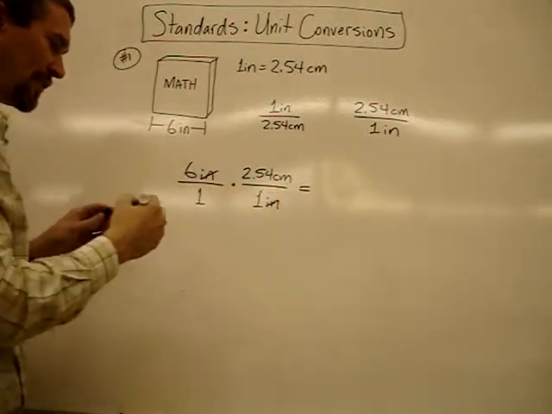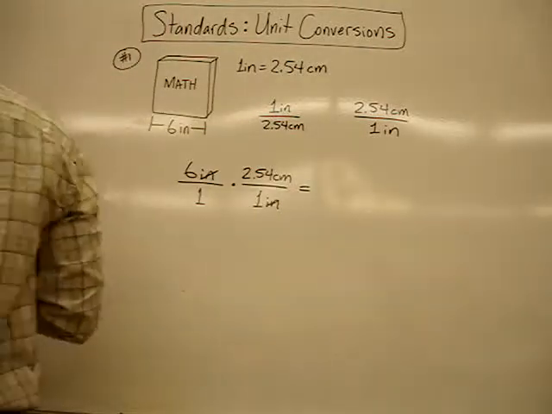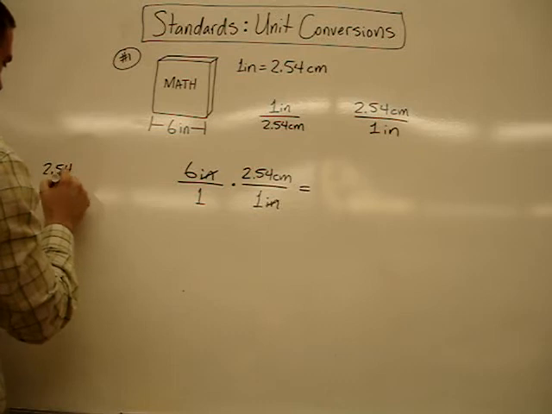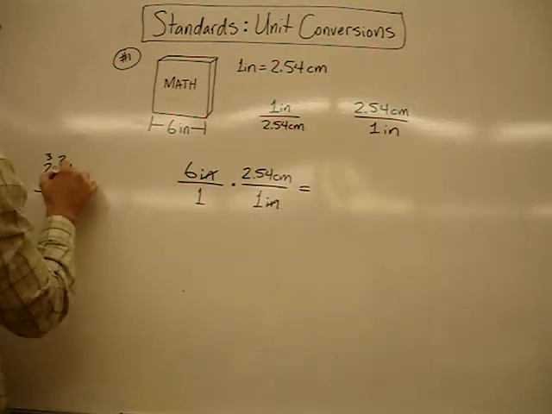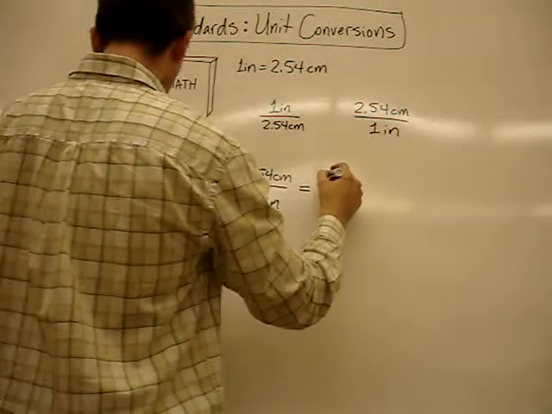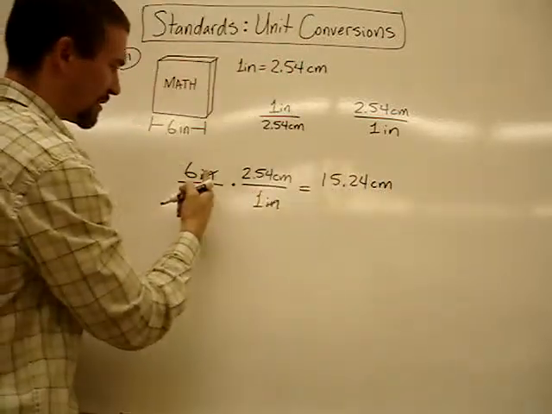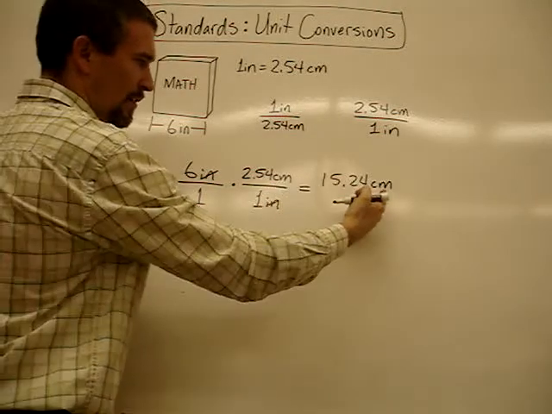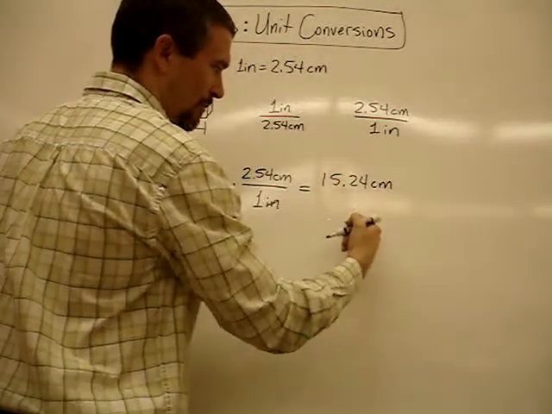We call that cross-canceling. 6 times 2.54, oh gosh, I don't have my calculator handy, but I hate to eat up time on the film. That looks about right. 15.24 centimeters. And you can see inches are gone, centimeters remain, and they're on top. So theoretically you could go 1 times 1 equals 1, put it over 1, but we don't have to put it over 1.